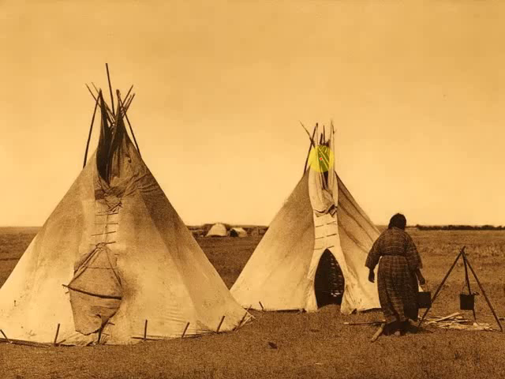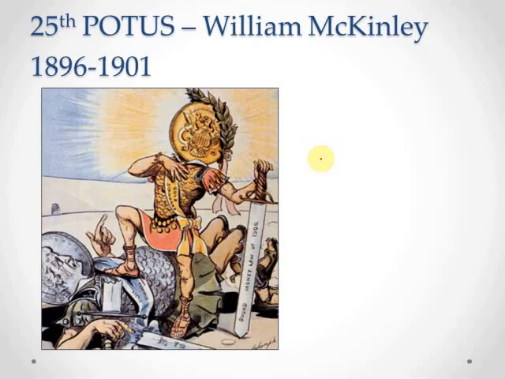In any case, folks, William McKinley wins the 25th presidency of the United States, serving from 1896 to 1901, which means how many years was he president? 5 years. Huh.